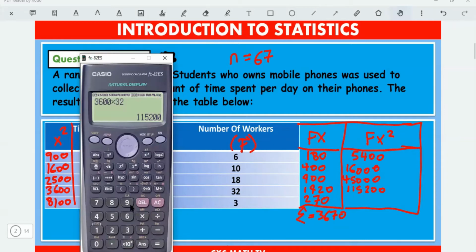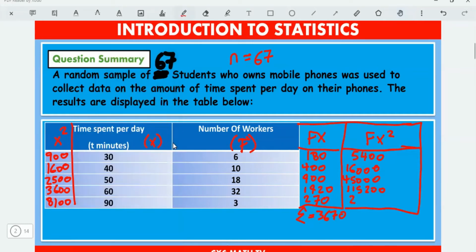8,100 multiplied by 3. That's 24,300. So down here is 24,300. Lovely. So we just need to add up all of these now. We need to add up fx squared. So let's add up fx squared.